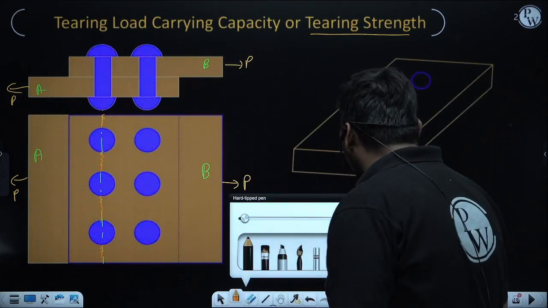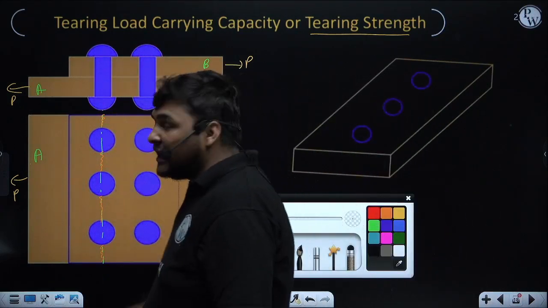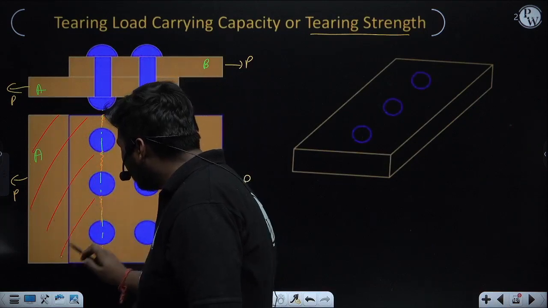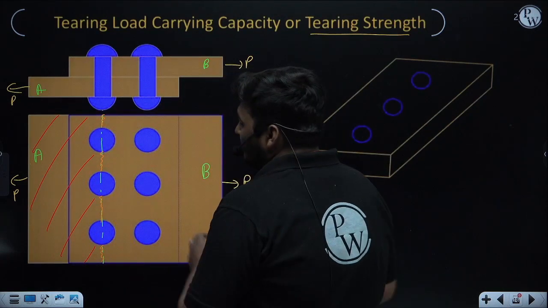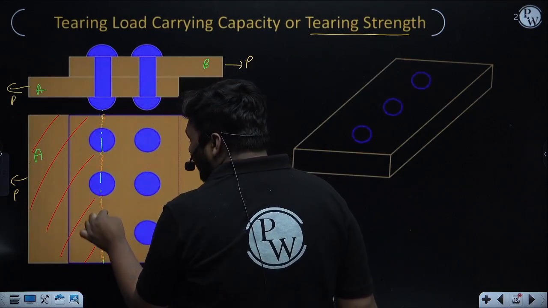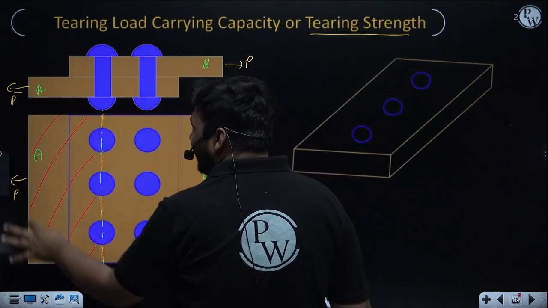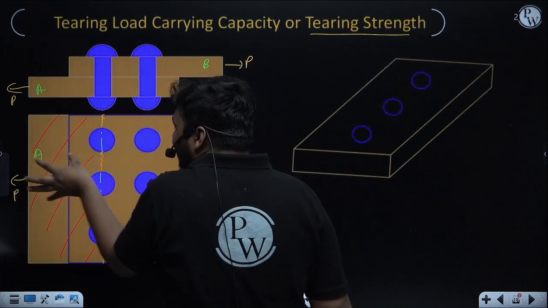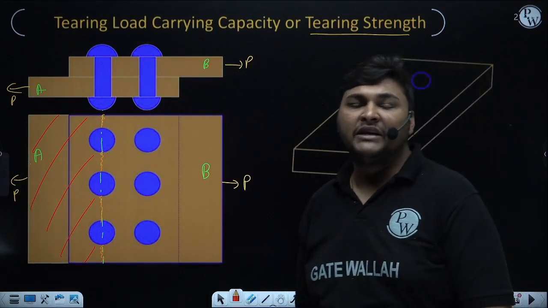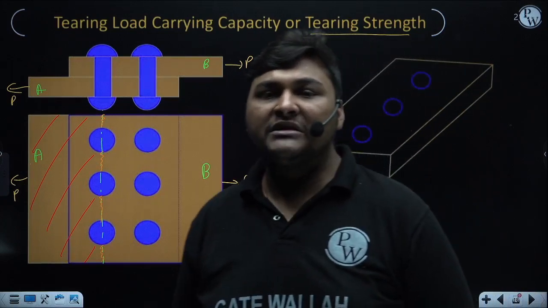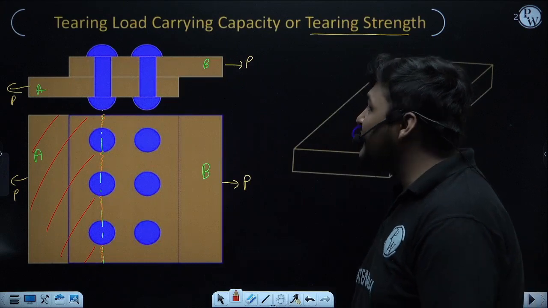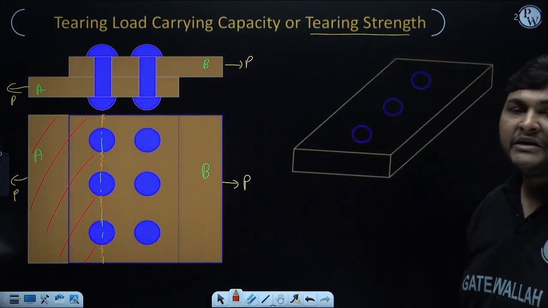Now if tearing occurs from this section, because here no other rivets are available, you can imagine this part of plate A will get separated from the entire system. And if this part of plate A is getting separated from the entire system, can I say our system will fail? Yes sir. And this failure is known as tearing failure. So I have explained tearing failure.